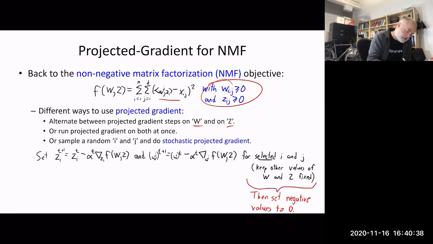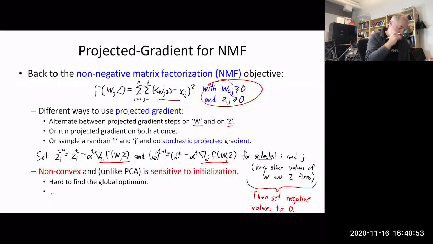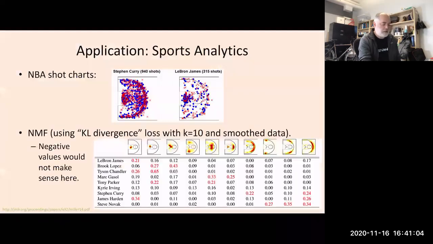So we did the stochastic gradient update for W and Z at selected values of i and j, while we're keeping all the other W's and Z's fixed. And then when you take the step, you just set all the negative values to 0. That's pretty cool. And this is in response to the earlier question, right? This is non-convex and sensitive to initialization. It's hard to find a global optimum. Great, fine, so on and so forth. But what do you get for it?